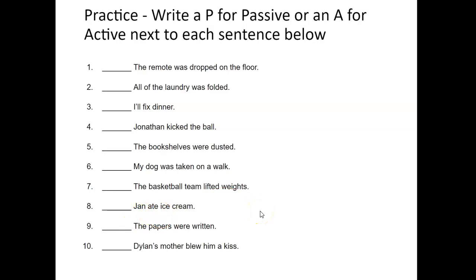Number nine, the papers were written. Active or passive? Number nine is passive. We could add "by zombies" at the end. The papers were written by zombies. That would make sense. So number nine is passive.